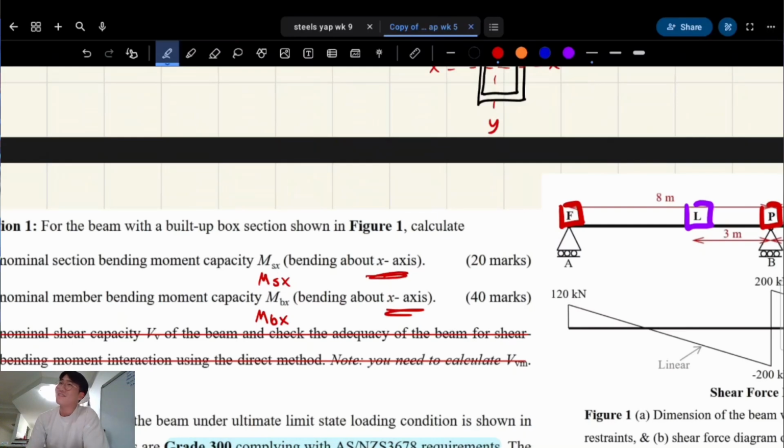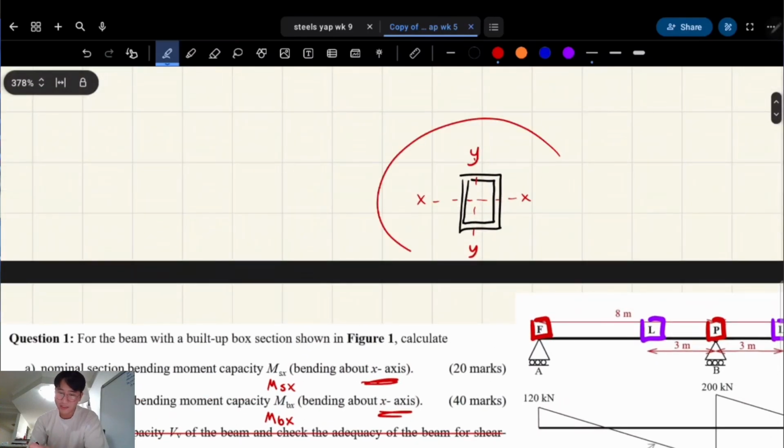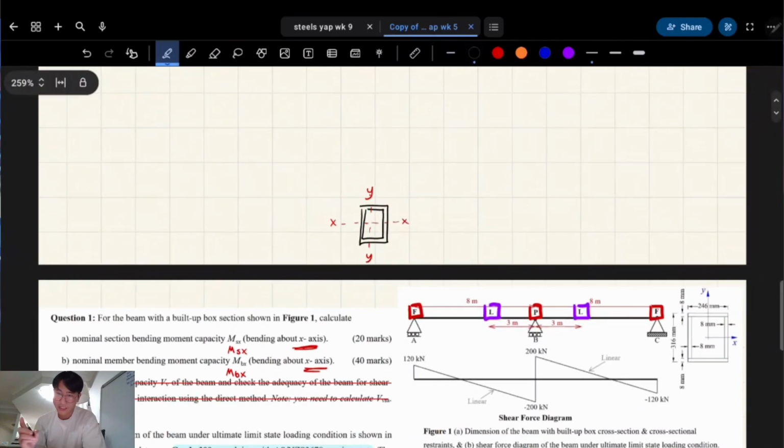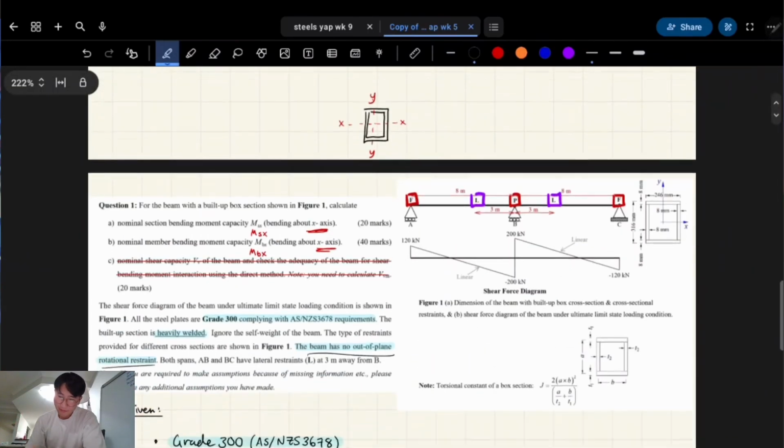Next question. In beam columns, yes. But this is just a beam, a normal beam. For a column, imagine this is a rectangular hollow section for a column. It could bend in the major direction or the minor direction. But for a beam, we just orientate it to bend in the major direction, right? So we don't really care about MSY or MBY. Yeah. Okay.